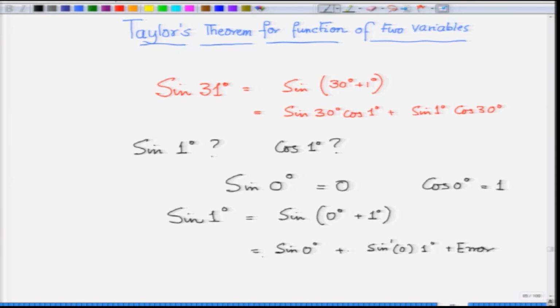So, roughly, if you want to estimate sine 1 degree, or maybe 0.001 degree if you want, it is sine of 0 degree, which is 0, plus the derivative of sine, which is cos. So, cos of 0 degree into 1, and we are not taking the error for the moment. So, sine of 1 degree has a rough estimate of cos 0, which is 1.